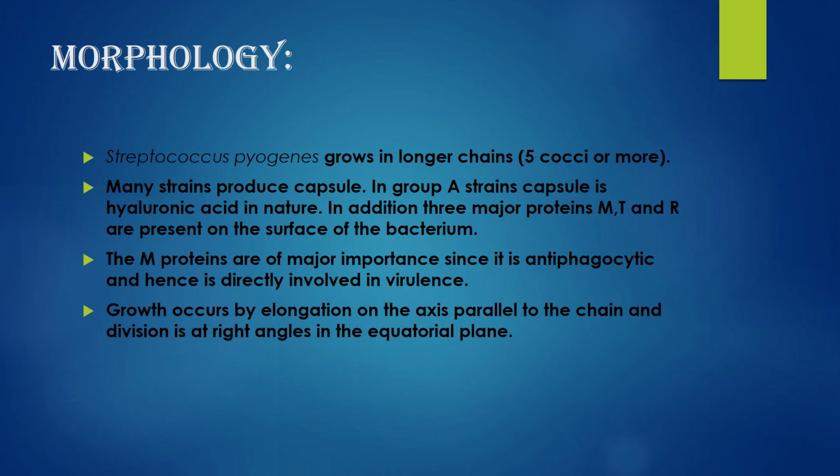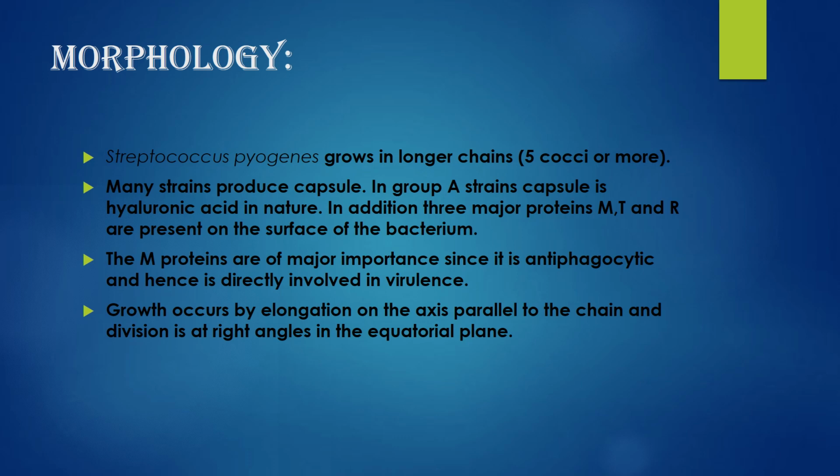Moving on to the morphology of the organism Streptococcus pyogenes. As I previously mentioned, in Streptococcus pyogenes, the cocci are linked in the form of chains. Now, the chains can be 5 cocci or more. These types of bacteria produce capsules. In group A strains, the capsule is hyaluronic acid in nature.